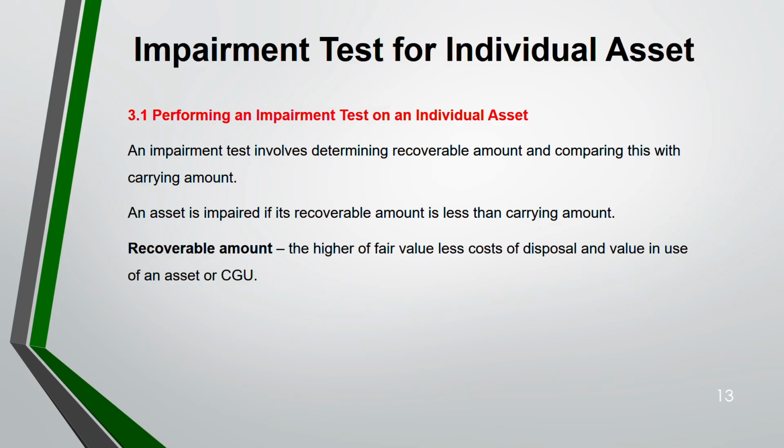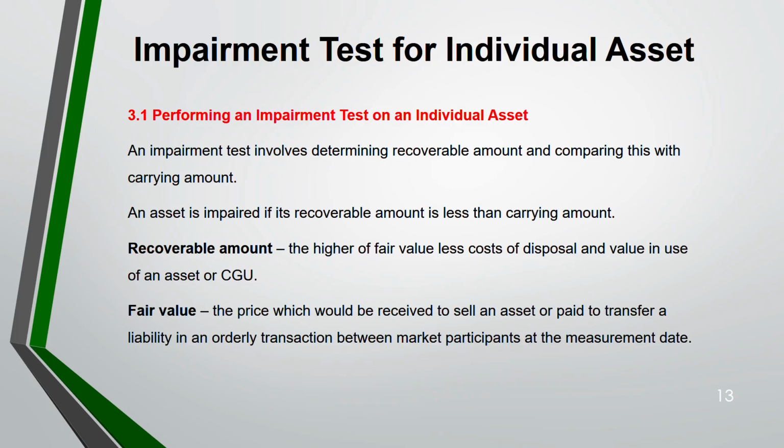So what is the meaning of recoverable amount? Recoverable amount is the higher of your fair value less cost of disposal and value in use. Same, both for an asset or a CGU. The CGU part we are going to cover later after we finish the individual asset. But the method of calculating impairment loss is the same for both CGU and individual asset.